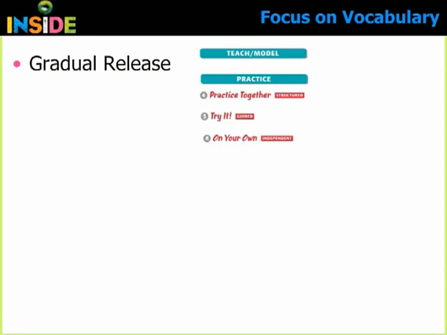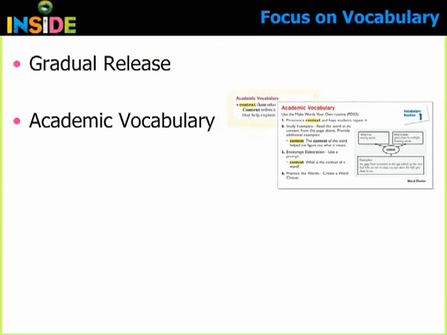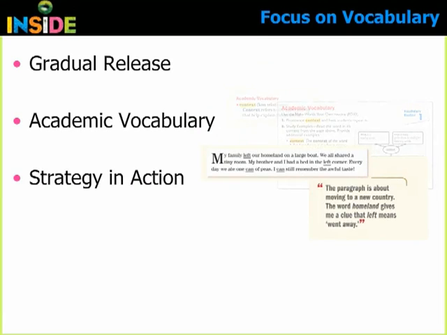As you studied the instruction, did you notice the application of the gradual release model and the introduction of the new academic vocabulary? How about the strategy in action, which provides an on-page think aloud for the students? And the multi-level strategies that help you provide support to students at all levels? All of these instructional supports help you model the vocabulary strategy explicitly, guide the students to use it, and then provide opportunities to apply the strategy independently.